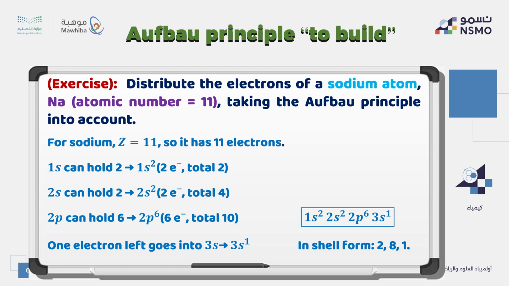Importance of the Aufbau principle. The Aufbau principle is essential because it explains atomic stability, helps predict chemical behavior, forms the basis for periodic trends, and is used in nearly all electron configuration problems. Although there are a few known exceptions, the Aufbau principle applies to the vast majority of elements.